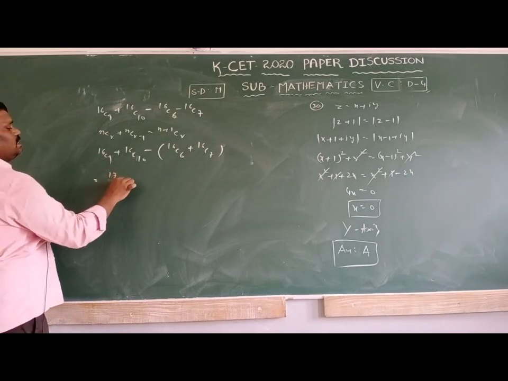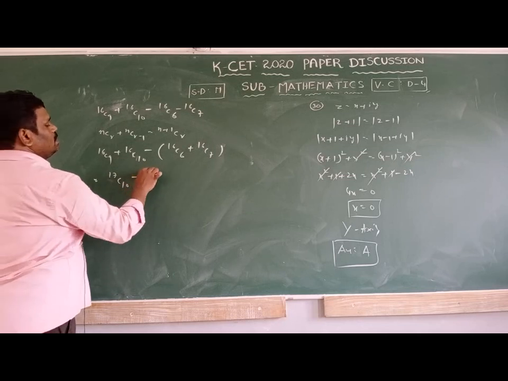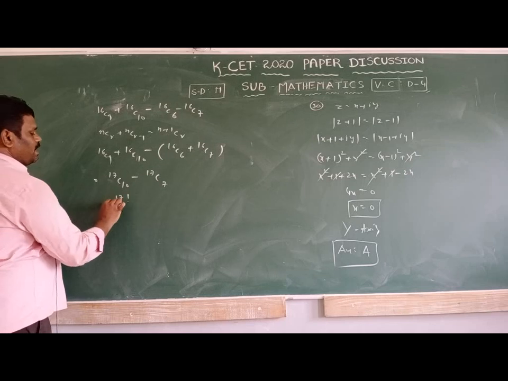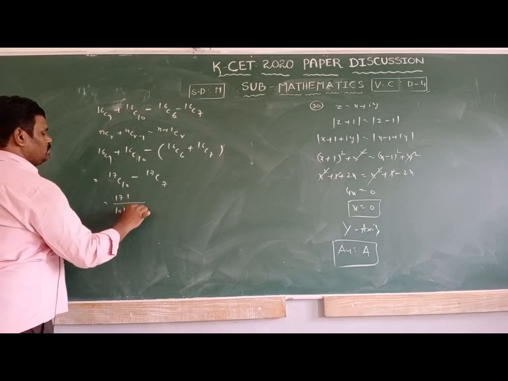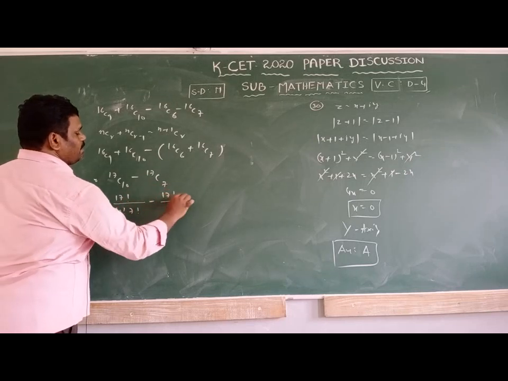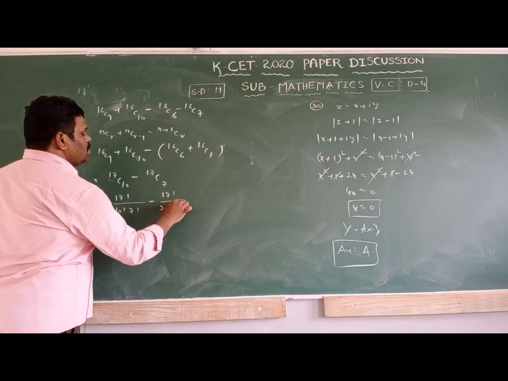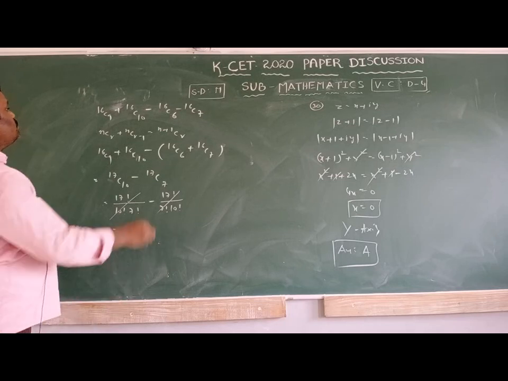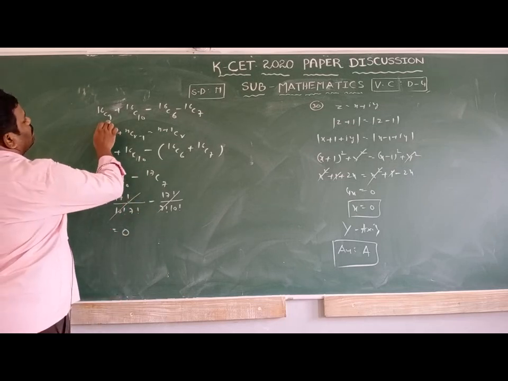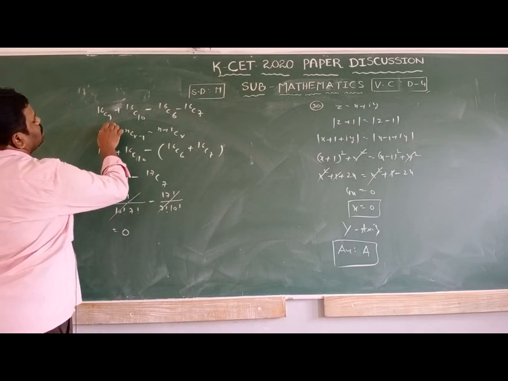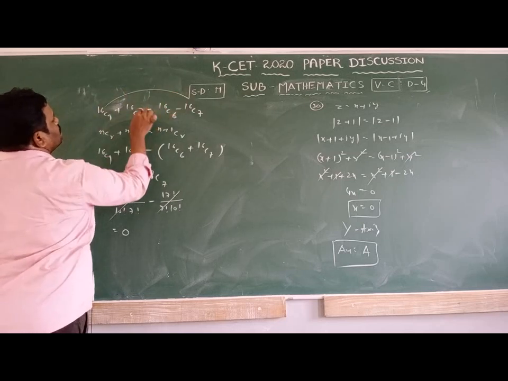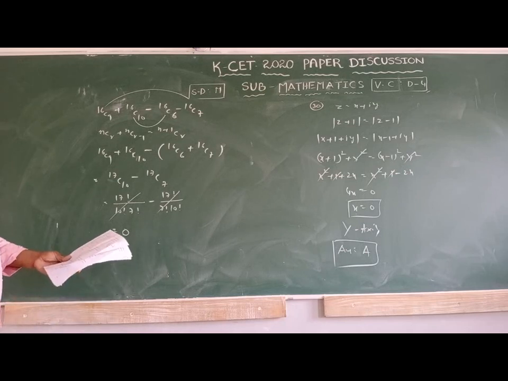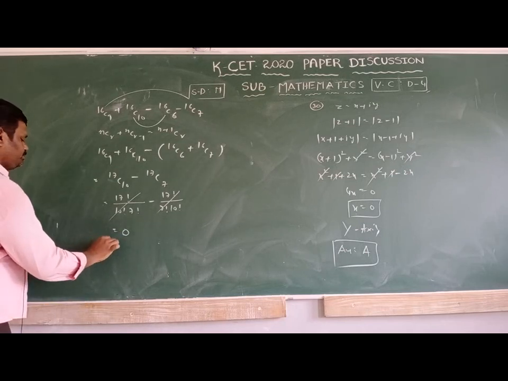So 17C10 minus this one, 17C7. Now these two are the same: 17 factorial by 10 factorial into 7 factorial minus 17 factorial by 7 factorial into 10 factorial. Both have the same values, so that is equal to 0. Otherwise, these two we are comparing means subtraction. 7C6 means these two are equal, and if you are subtracting, then also you get the value 0. So the answer is B.